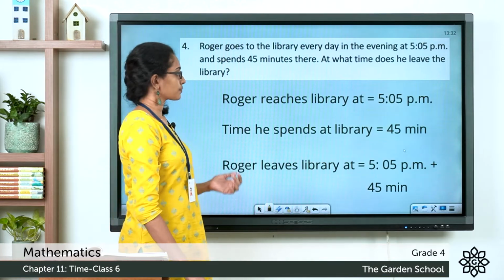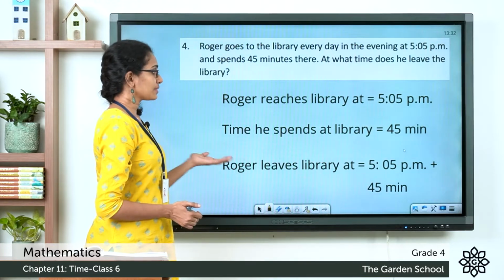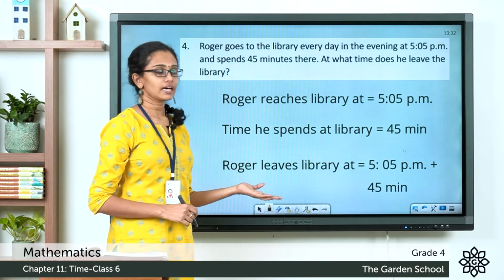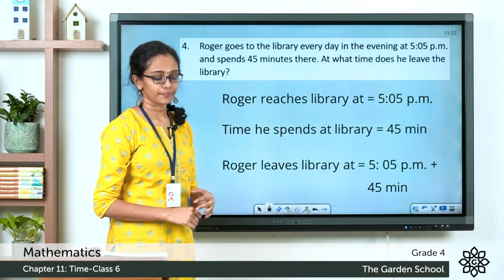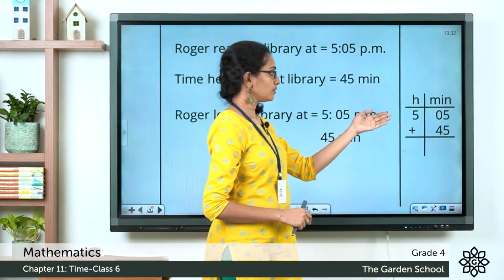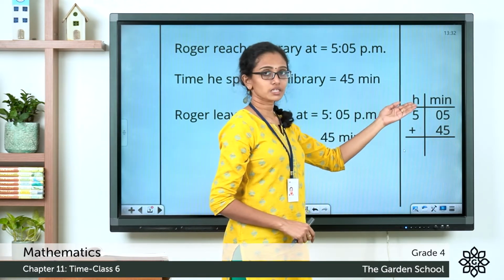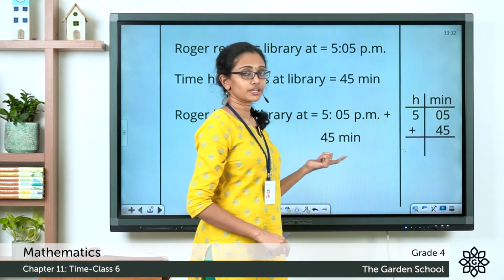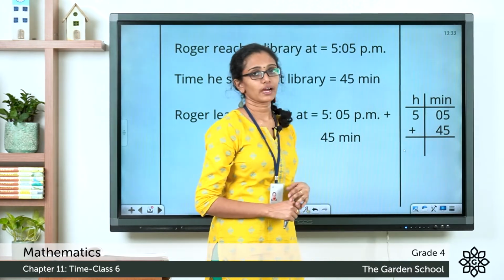So let's see the steps. Roger reaches the library at 5 p.m. and the time he spends at the library is equal to 45 minutes. So Roger leaves the library at 5 p.m. plus the 45 minutes that he spends there. So that is equal to, let's do the addition in the working column. So we have the hours column and the minutes column. 5 hours, 5 minutes. So that 5 hours is written in the hours column and the 5 minutes is written in the minutes column. Then the 45 minutes has to be added. And here we have written that 45 in the minutes column.